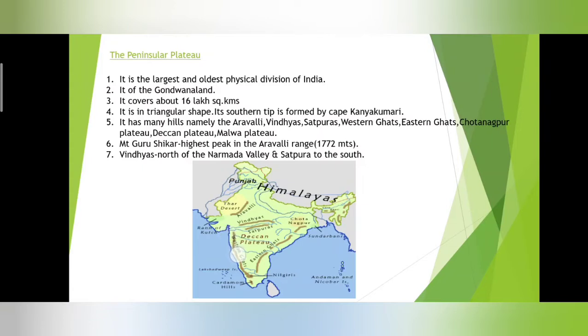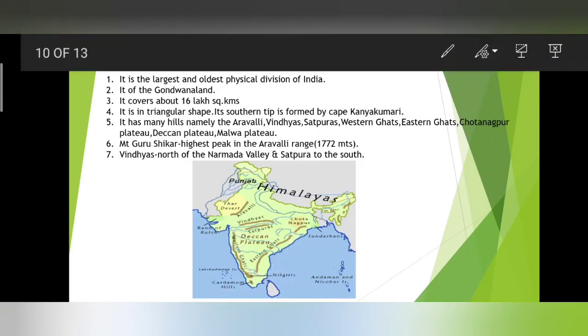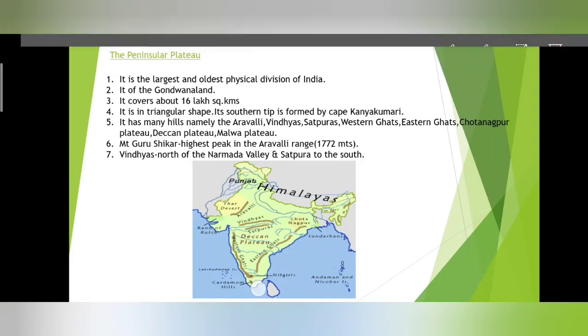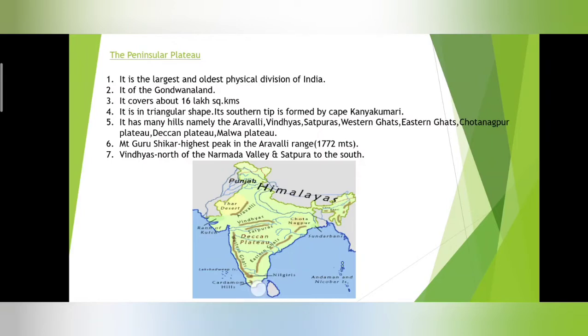We can easily see that the peninsular plateau is of a triangular shape. And the southernmost tip is formed by a cape called Cape Kanyakumari, earlier known as Cape Comorin. Now it is Cape Kanyakumari, the southernmost tip of India.